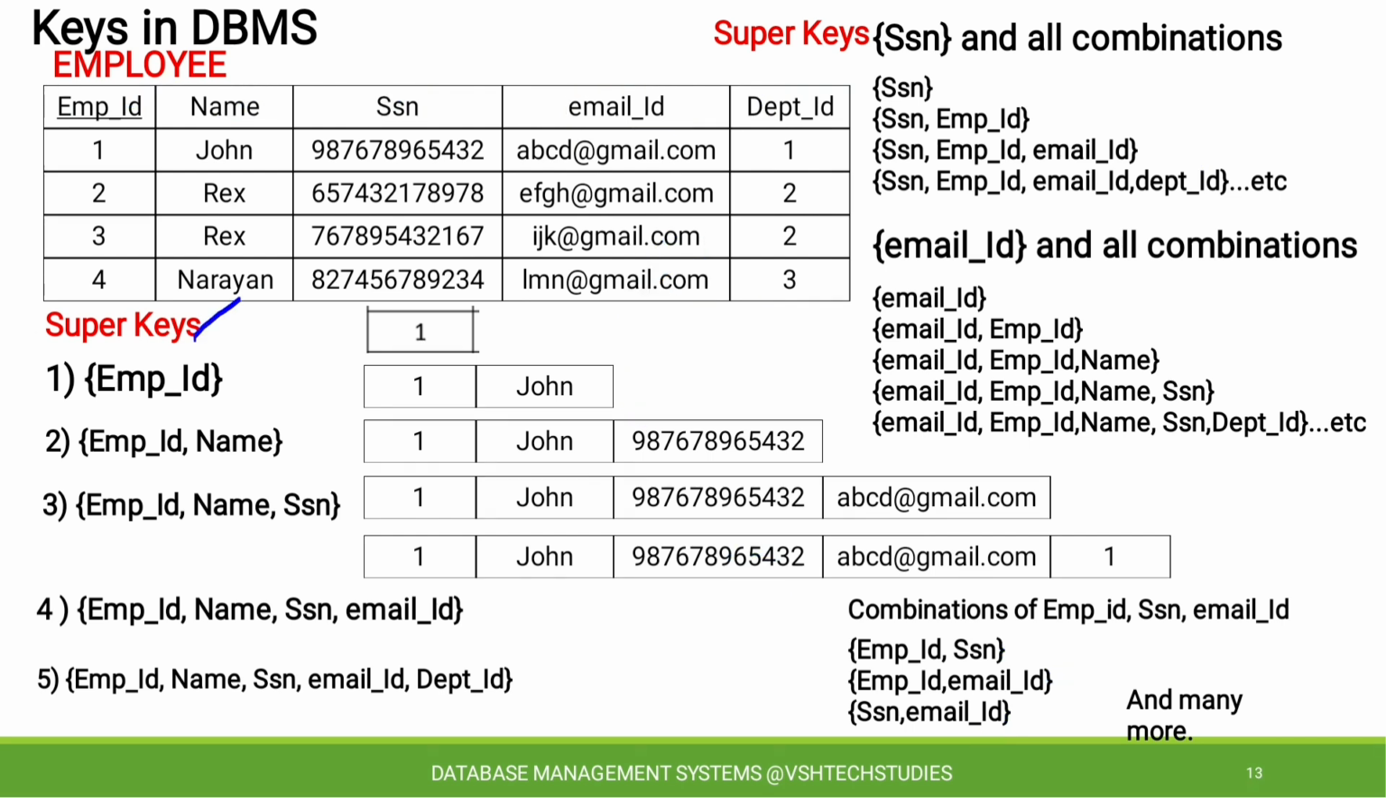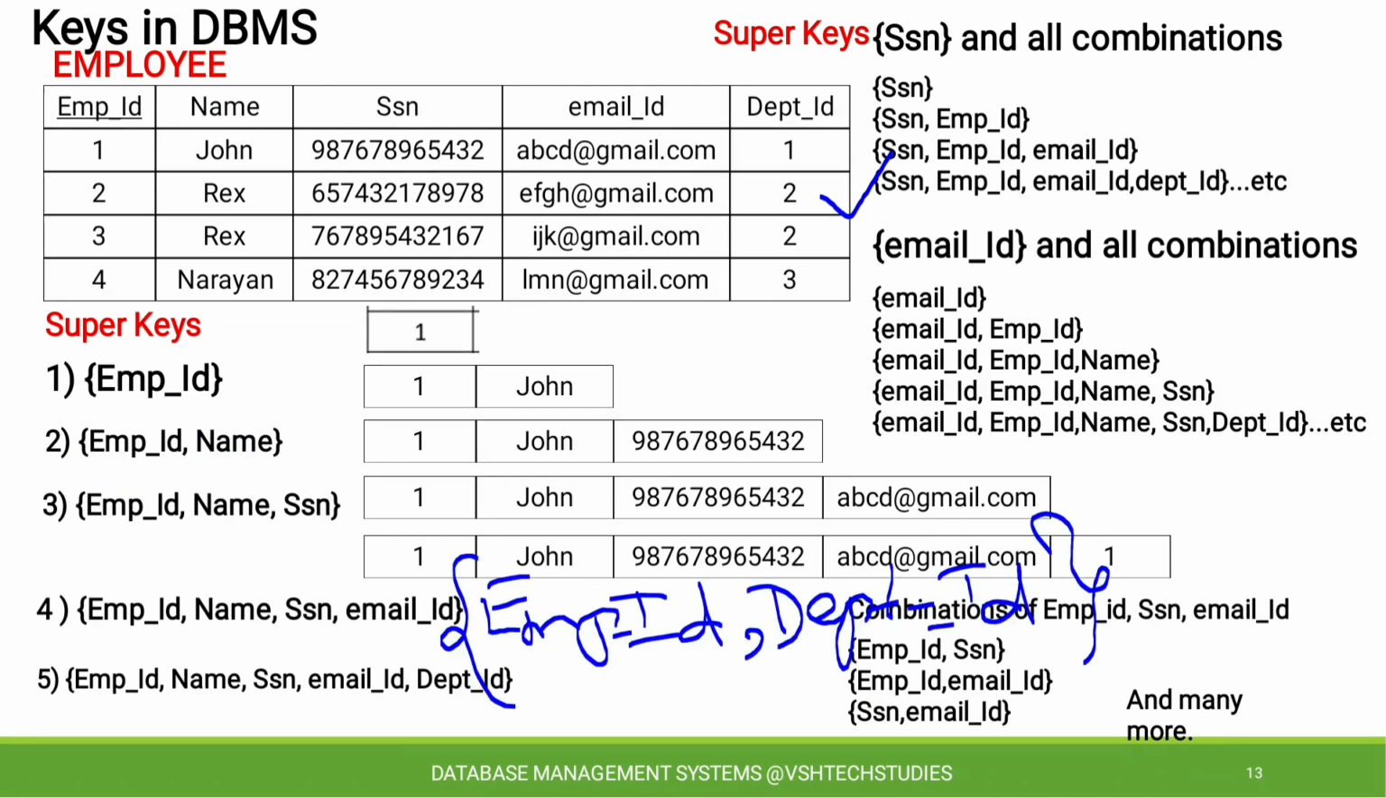So what are super keys? Super keys are the unique identifiers. They can identify any row uniquely in a table. And one more important property of super keys is it may contain unnecessary attributes. Suppose if you take this super key, name attribute, even if you remove, only with EMP ID we can identify any row uniquely here. So name attribute is unnecessary here.